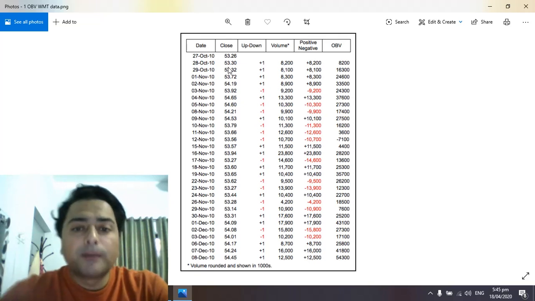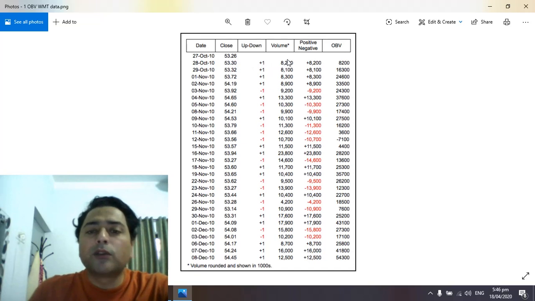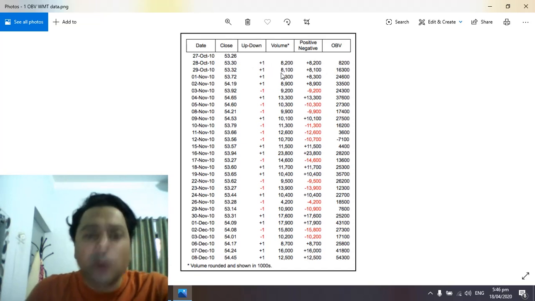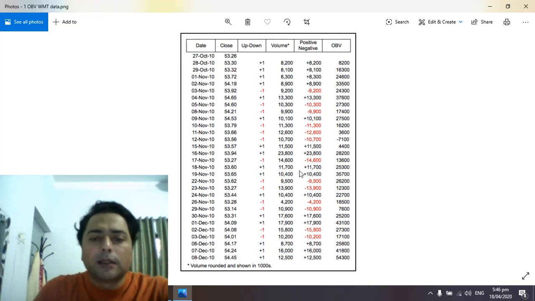So you can see from 28th of October, price 53.3 is greater than 53.26. 8,200 is the volume, which is added to the on balance volume, and it is 8,200. Now you can see from 3rd November, the price is 53.92, which is less than yesterday's price of 2nd November, 54.19. So 9,200 is subtracted from 33,500 to reach 24,300. So on and so forth.